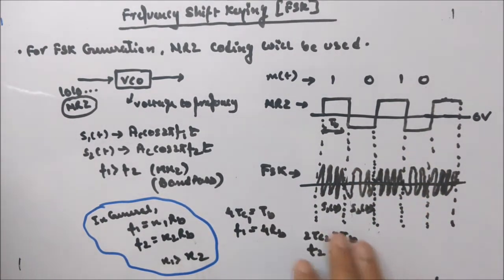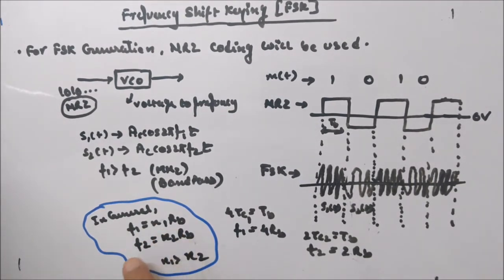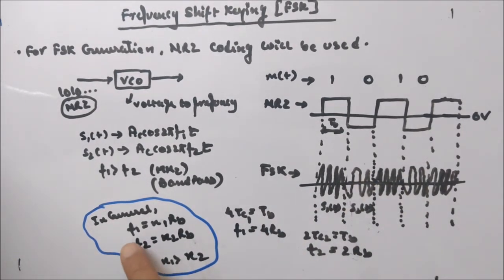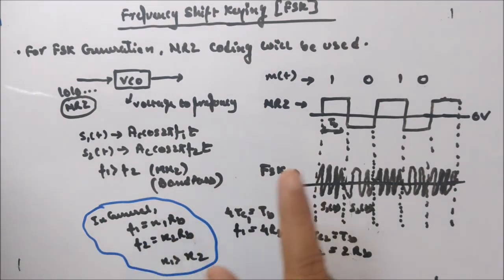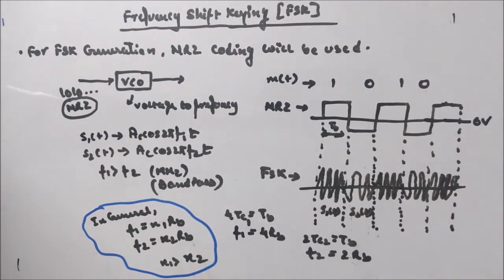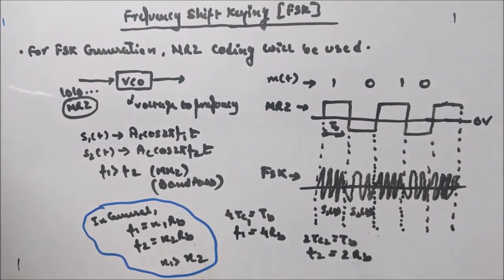If you generalize these expressions, in general f1 will be n1 RB and f2 will be n2 RB, where RB is your bit rate, n1 and n2 are the number of cycles per bit, and f1 and f2 are the frequencies of the FSK signal. f1 is the frequency for sending 1, and f2 is the frequency for sending 0. Generally n1 is greater than n2, so that f1 will also be greater than f2. That's how you imagine frequency shift keying.